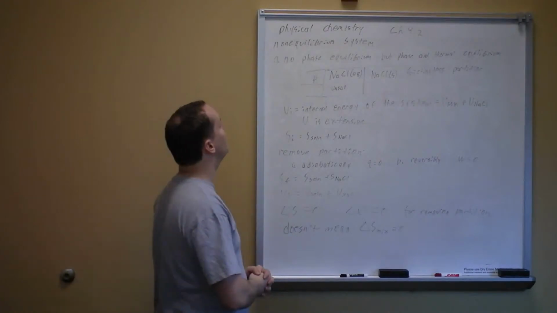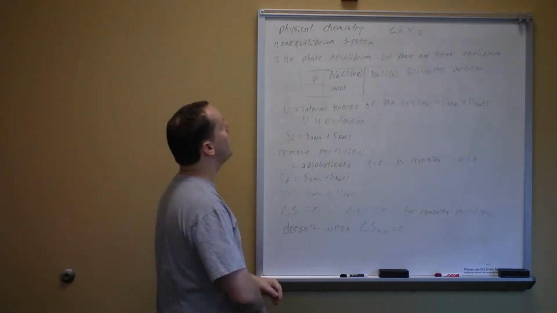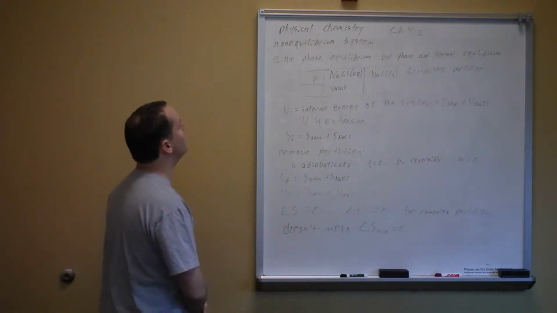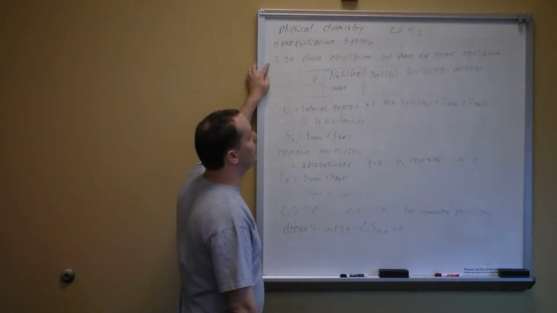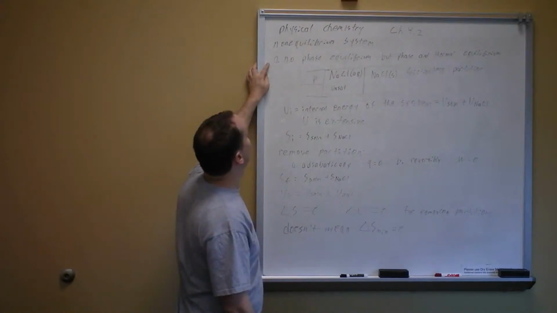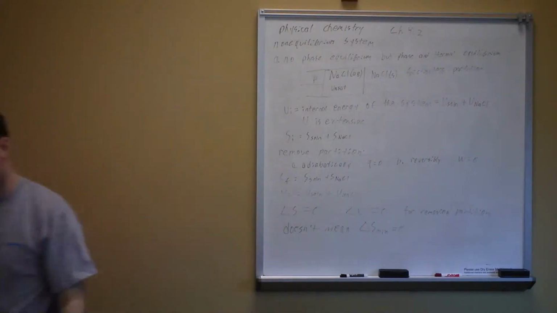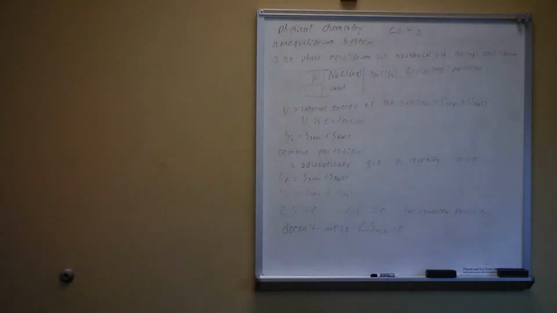Continuing chapter 4, section 2 of physical chemistry, now we're going to talk about what if we have a non-equilibrium system. Now the first example we're going to look at is what if we have phase and thermal equilibrium. Oh, wait a minute. Oh, what the heck?